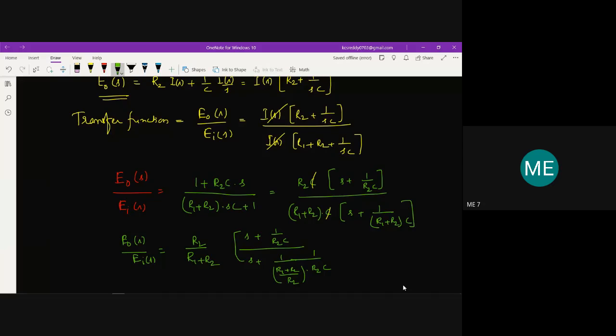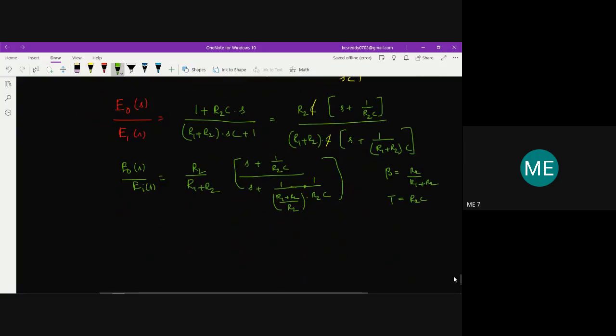So this is 1 by R2 into C. If I write beta is equal to R2 by R1 plus R2, and take T is equal to R2C, and substitute this beta and T in the above equation, I'll be writing 1 by beta, because if I take this R2 to the denominator, 1 by beta into S plus 1 by T divided by S plus 1 by beta T. Here R1 plus R2 by R2 is called as beta.